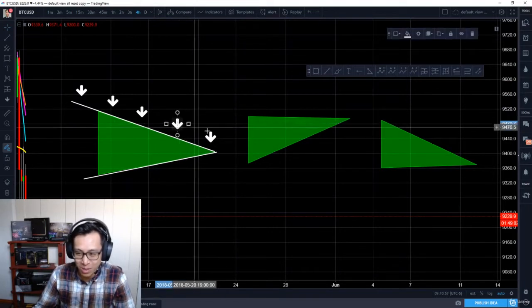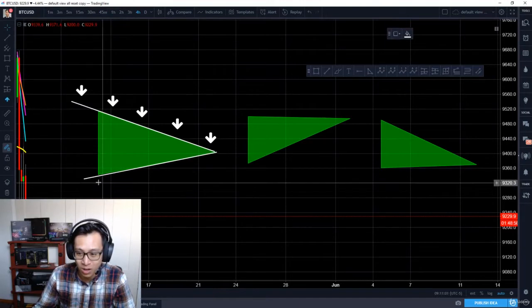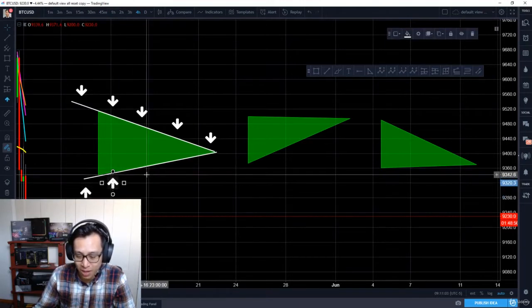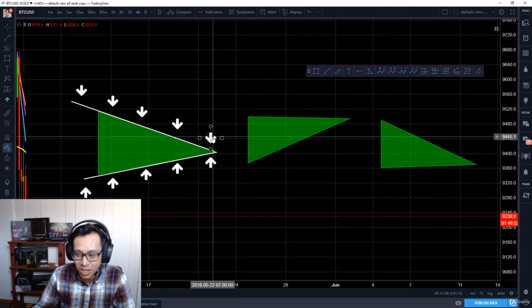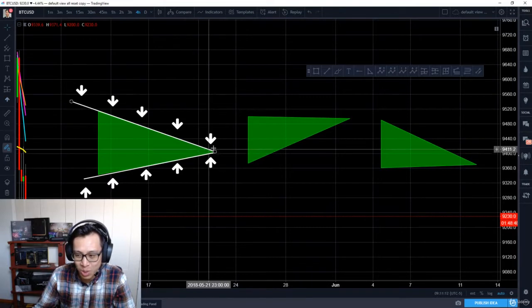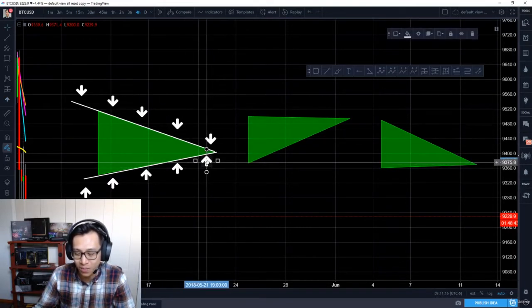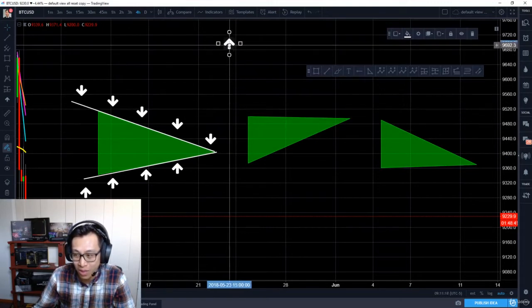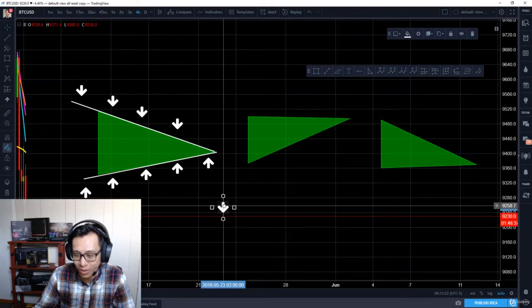So the bears, they keep wanting to push down, right? But guess what the bulls want to do? The bulls want to push up, okay? The bulls want to push up like that. And eventually, one of them is going to win when it gets closer and closer to these converging lines where the apex is. And sometimes the bulls will win and they'll go upwards. Sometimes the bears will win and it will go down like that.